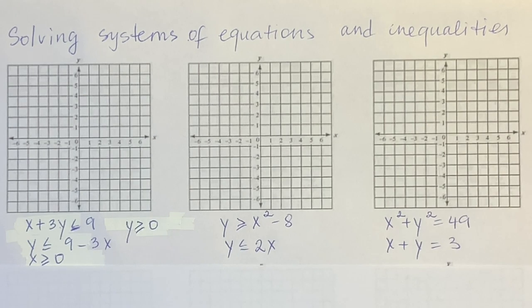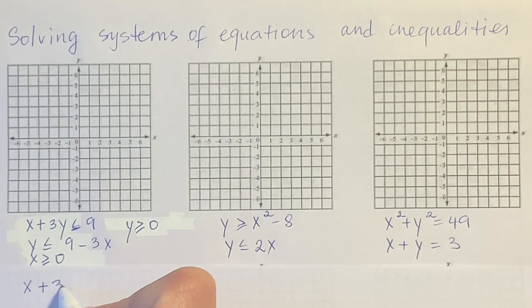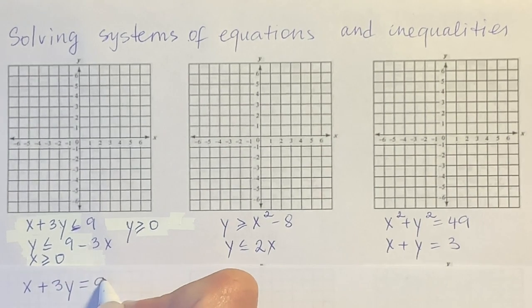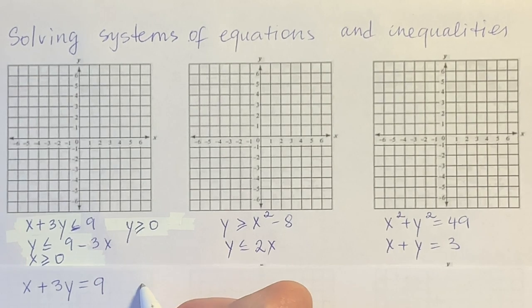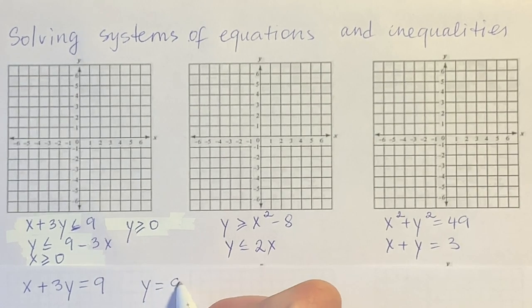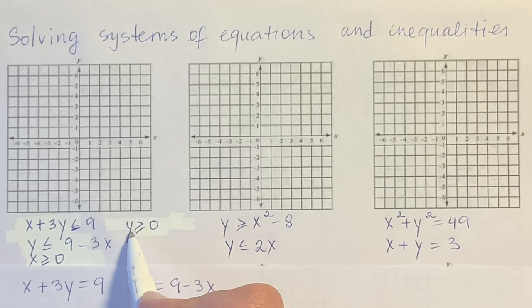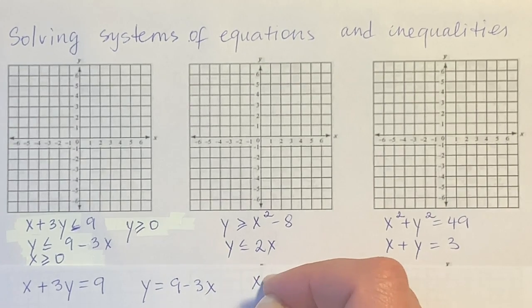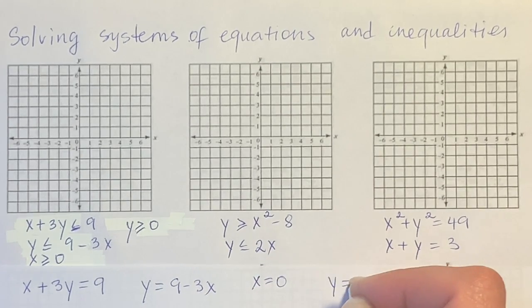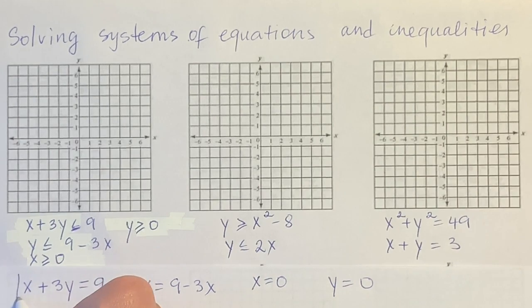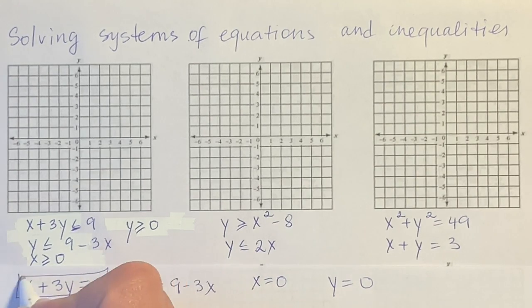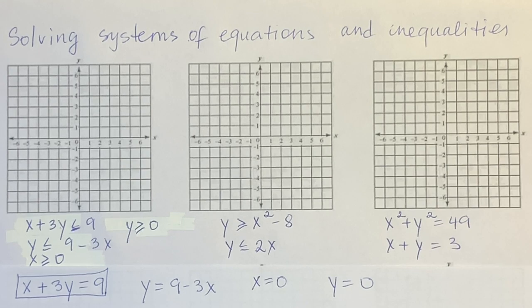So to graph it, we're going to make each one of these inequalities into an equation. So we'll have x plus 3y equals 9. And then we're going to have y equals 9 minus 3x, this one right here. And then this one will become x equals 0, and this one will become y equals 0. Well, let's first graph x plus 3y equals 9. I'm going to graph it in pink.